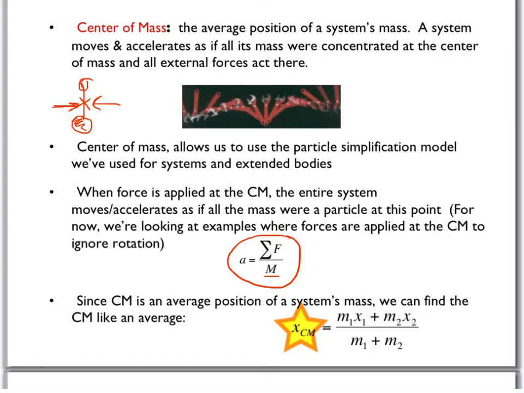For now, we're looking at examples where forces will be applied at the center of mass, which basically means we're going to ignore rotation. What you're seeing in the figure up here is that if the force were exerted somewhere other than the center of mass, maybe on one end of the object, we would see the center of mass still moving and behaving in very predictable ways, but there would be some rotation with that.